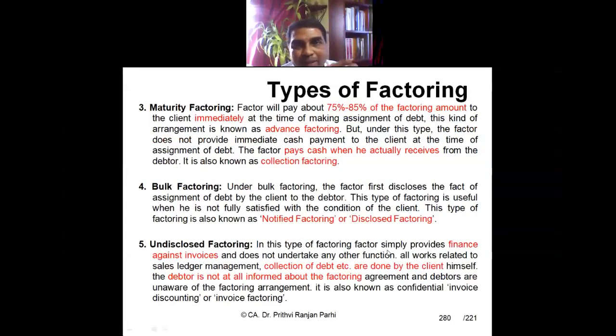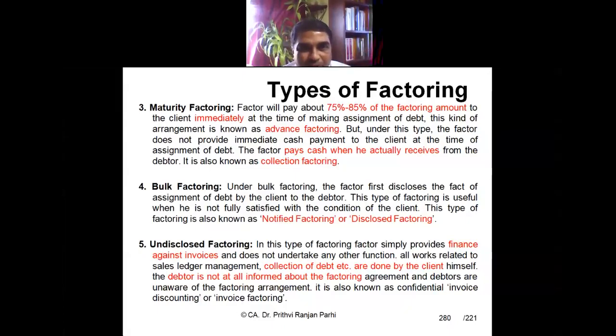The third one is maturity factoring. There is a possibility that sometimes the factor pays around 75 to 80% of the factoring amount immediately. That is called advance factoring. Or sometimes the factor pays only when money is received from the debtor. That is called collection factoring. So maturity factoring means the factor pays at the time of maturity.